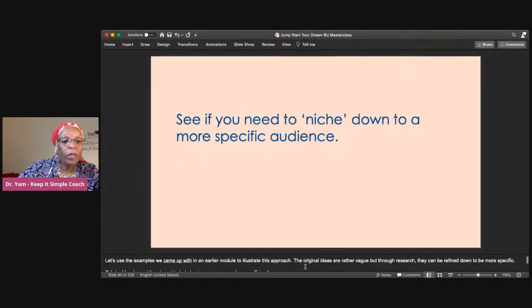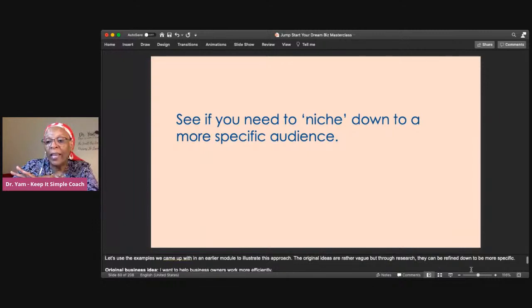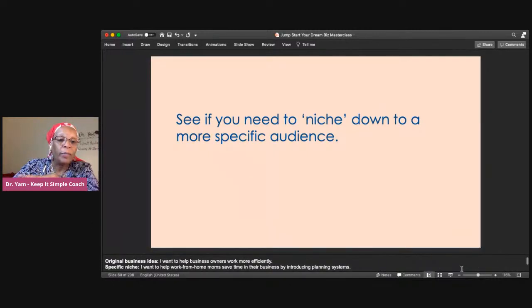So let's use some examples that we came up with earlier in the module that are going to illustrate this approach. The original idea may be vague, but through your research, you're going to be able to refine that and get it down to something more specific. So here's an original idea: I want to help business owners work more efficiently. All right, that's nice. It's very broad though.